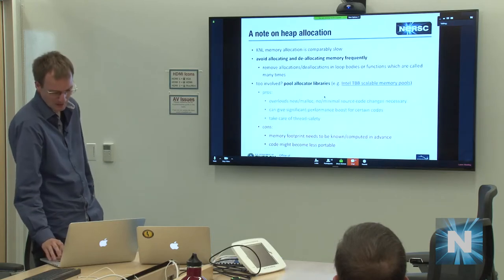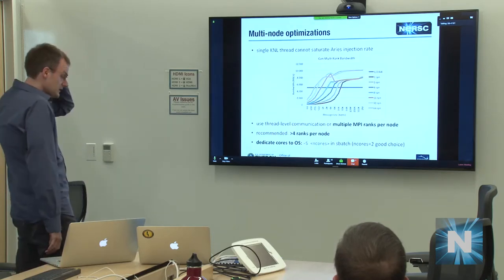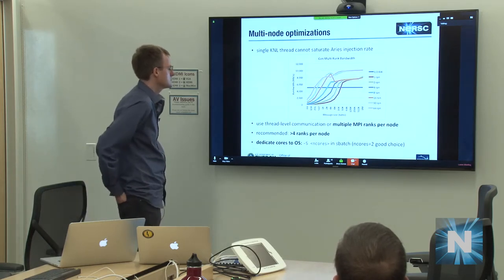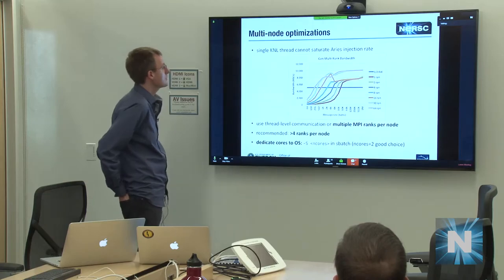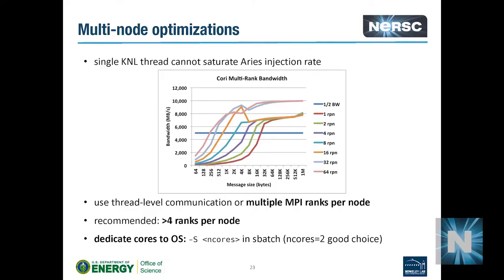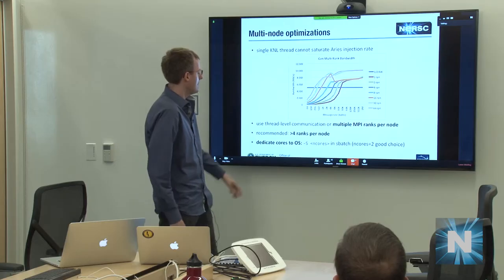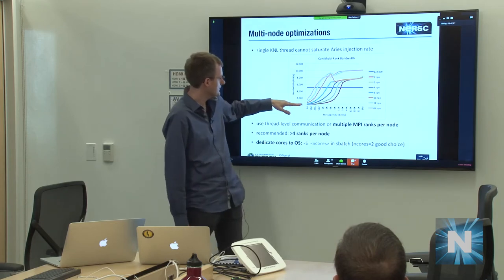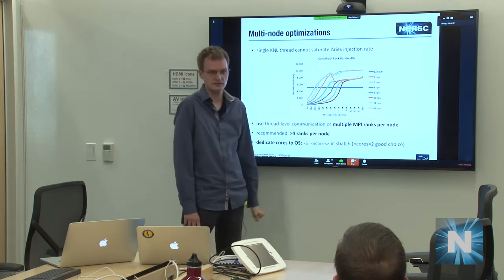For multi-node, there are not super many things you can do, but one important thing to consider is that a single KNL thread cannot saturate the injection rate. So you do not get the full bandwidth. This is a plot of some multi-rank bandwidth. I think it's just the ping-pong test, so you have two nodes sending messages to each other. And this is for one rank per node, two ranks per node, four ranks per node, and so on. And this is the bandwidth you measure depending on the size of the messages.